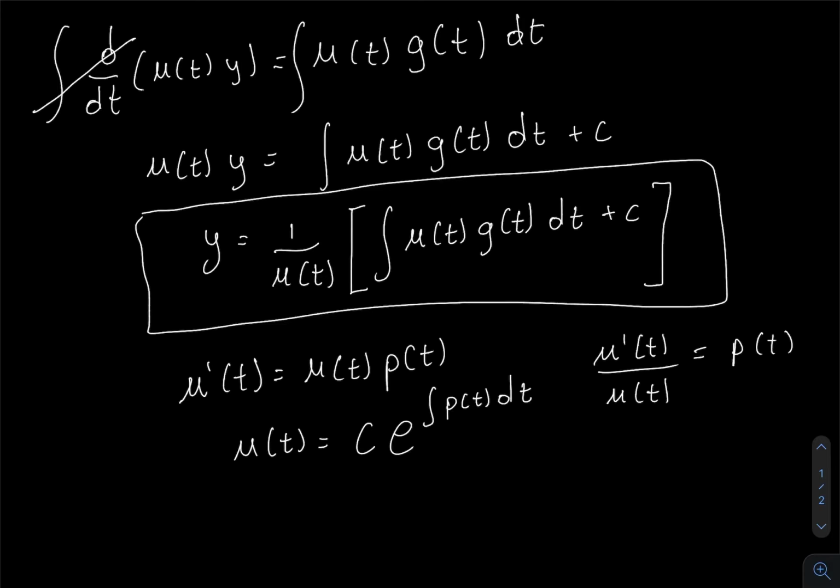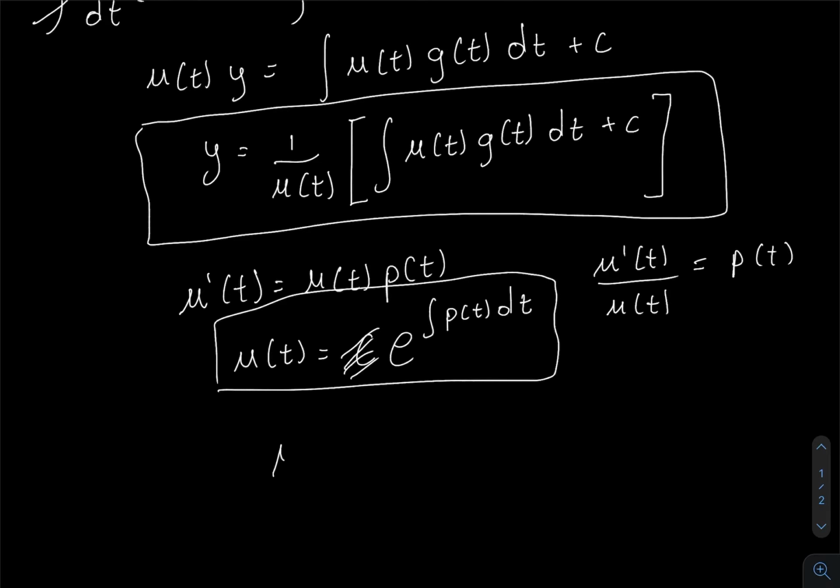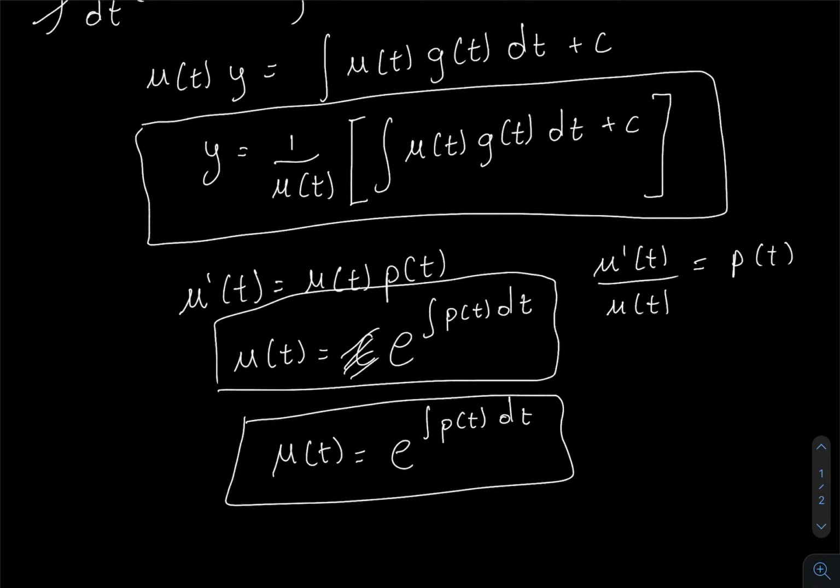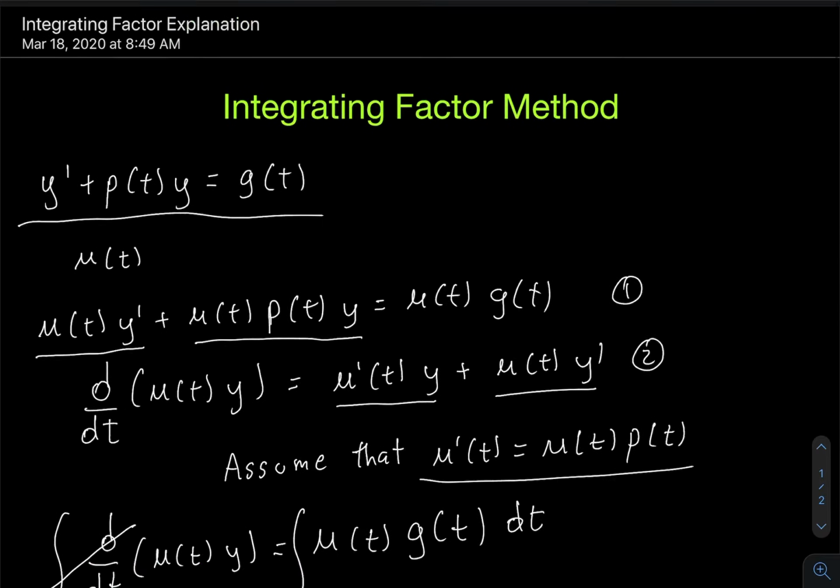Yeah, so once we have that, we see that we can have a mu of t. And for this method, we don't care about this c. So we can just say that mu of t is equal to e to the integral of p(t) dt. And that's what we need. We need this equation here, so I'm going to put 2 lines here, and we need this equation here with the 2 lines. So those are the 2 equations that we're going to use to solve first order linear differential equations of this form.